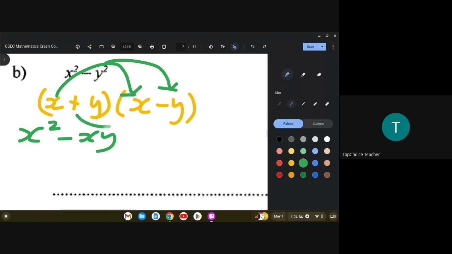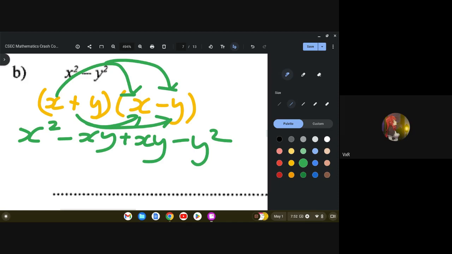No problems. What about this one now? Positive y times positive x. Plus yx, but I'm going to put xy to keep it in alphabetical order. I hope that's not scaring you all. And what is positive y times negative y? Negative y squared. Do we have any like terms here? Yes, sir. These are like terms. We have negative xy plus xy. What happens to that?